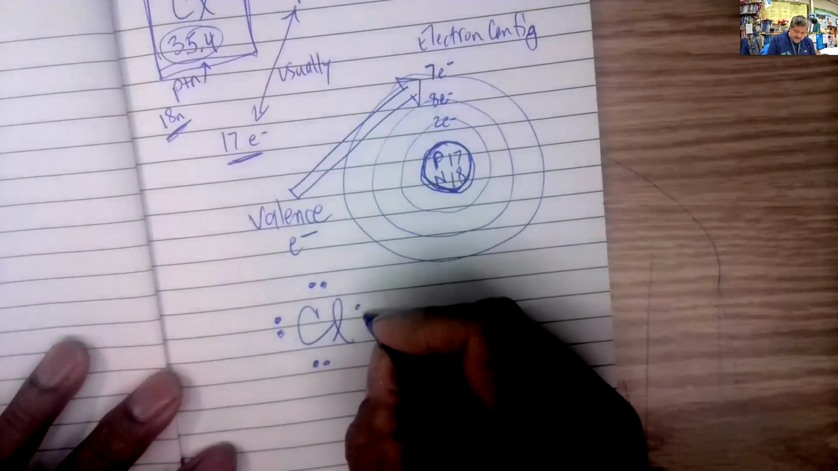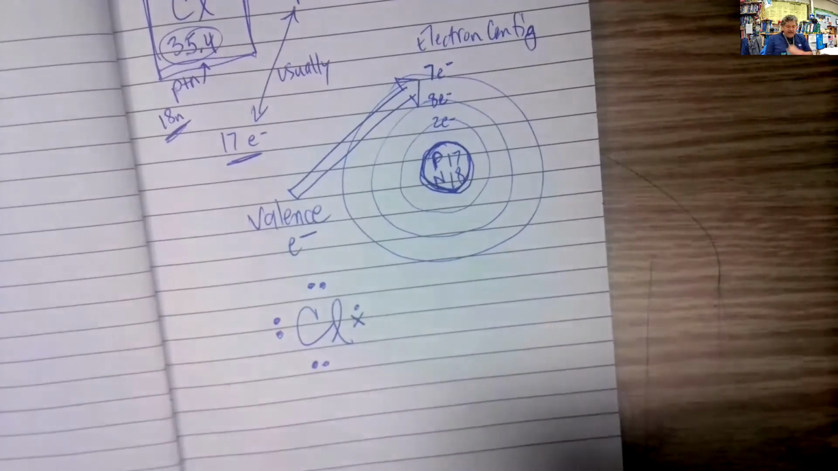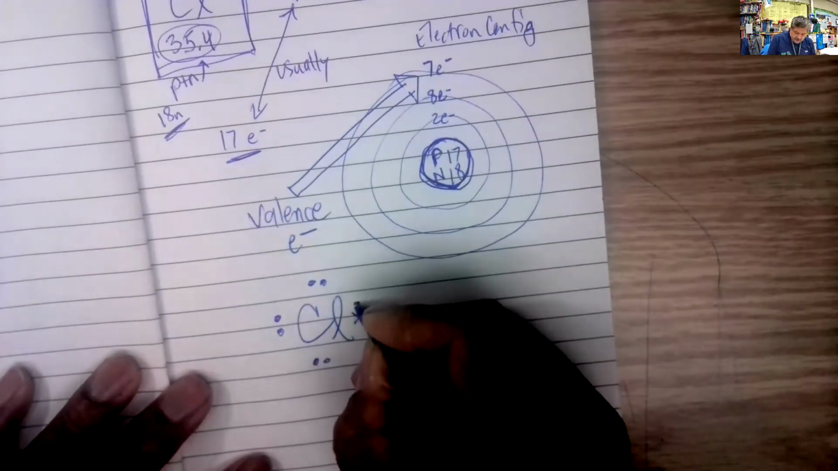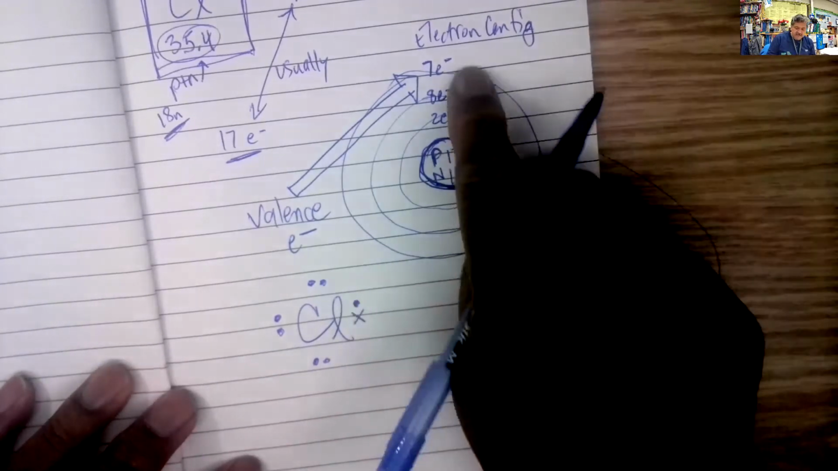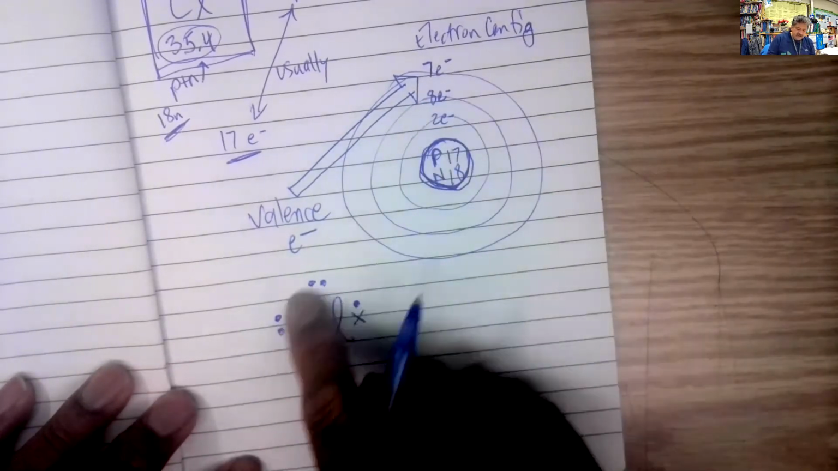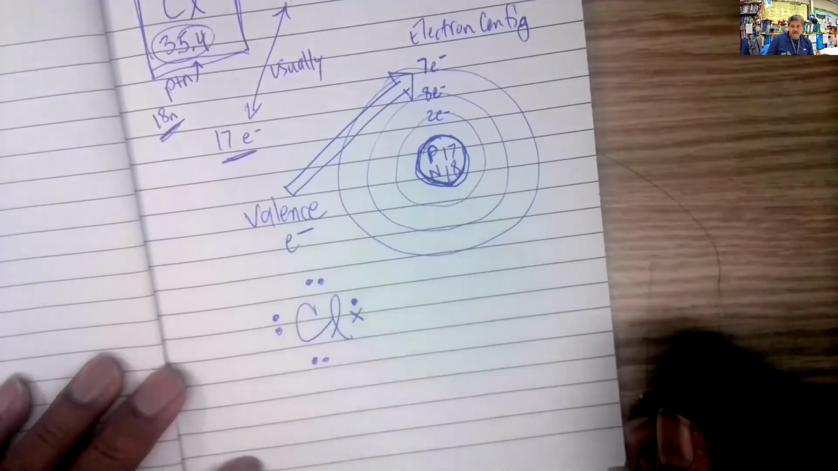Sometimes you put an X there, which represents the empty space. This is the unpaired electron. So that's a space, so you have space for 8. Remember, each of these holds 8, but 7 of them are filled up. So this is your Lewis dot diagram for chlorine.